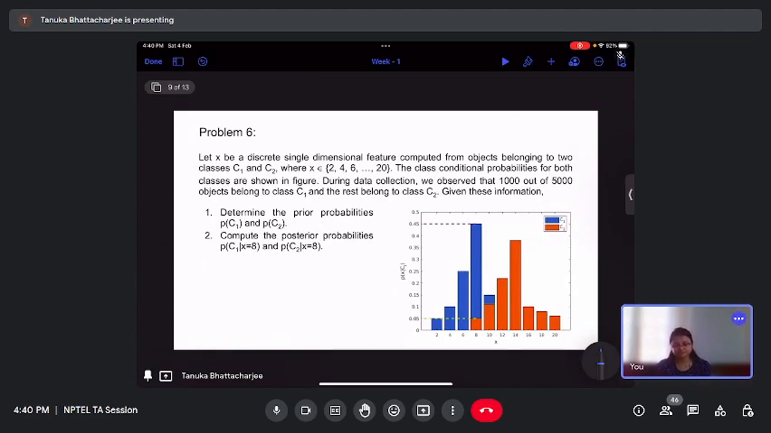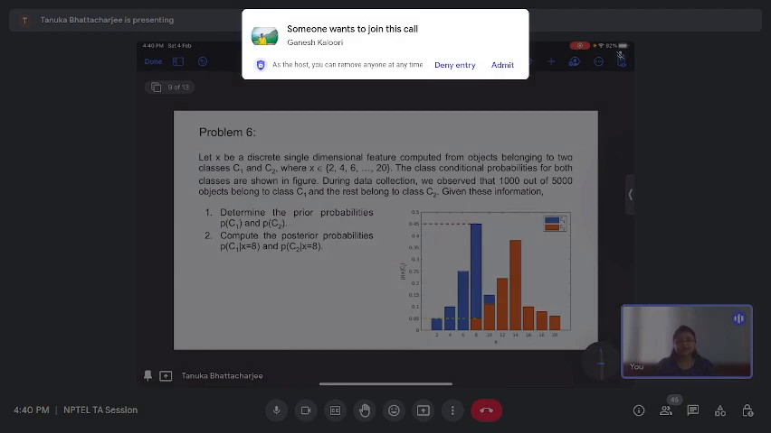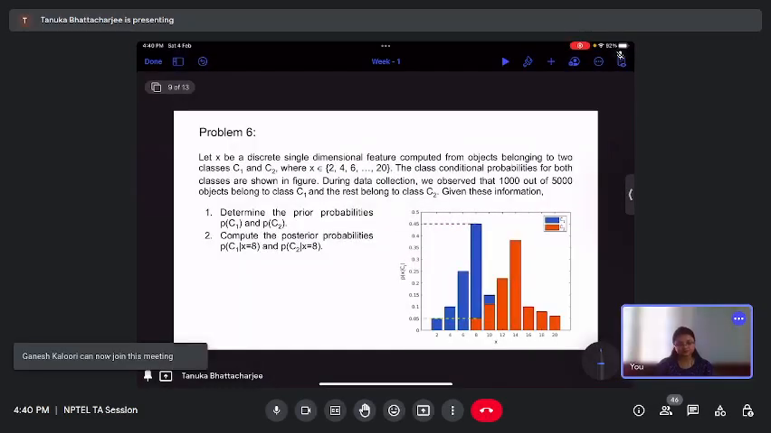So, here what is given is, let us say x is a discrete single dimensional feature. This is computed from objects belonging to two classes C1 and C2, and x can take values like 2, 4, 6, up to 20. So, every even value from 2 to 20 is a possible value for x, and x can come from two classes C1 and C2. The class conditional probabilities for both the classes are shown in the figure. So, this histogram gives you the class conditional density.